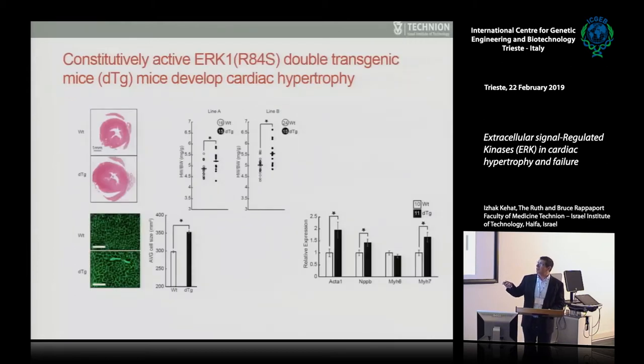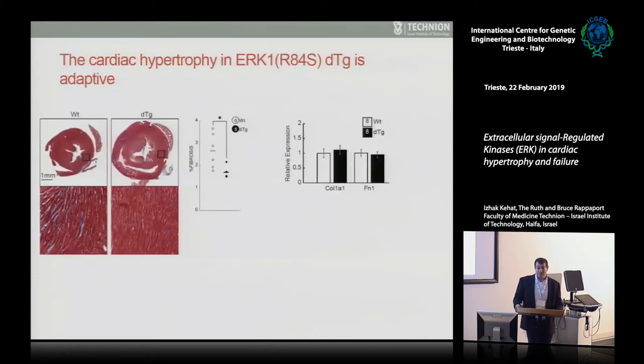So we followed these mice, and histology showed that they develop a mild concentric hypertrophy. Heart weight to body weight was increased in two different lines. Diameter of the cardiomyocytes was increased. There was activation of the classical markers of hypertrophy. So they develop a mild form of concentric hypertrophy, even without stress. Also, interestingly, like the loss of function of ERK, in which the mice develop eccentric hypertrophy but without increase in fibrosis, the gain of function of ERK leads to concentric hypertrophy, again without an increase in fibrosis, even with a slight decrease in fibrosis relative to normal animals.